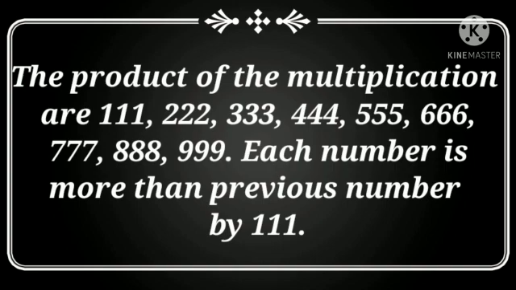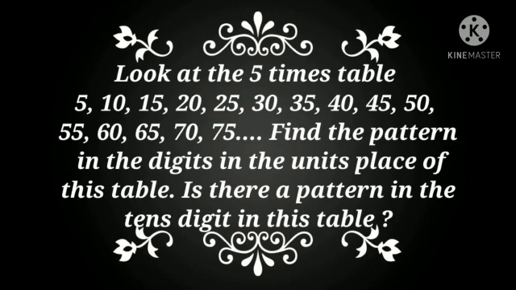Moving on to the next. Look at the 5 times table. 5, 10, 15, 20, 25, 30, 35, 40, 45, 50, 55, 60, 65, 70, 75 and so on. Find the pattern in the digits in the units place of this table. Is there a pattern in the tens digit in this table?